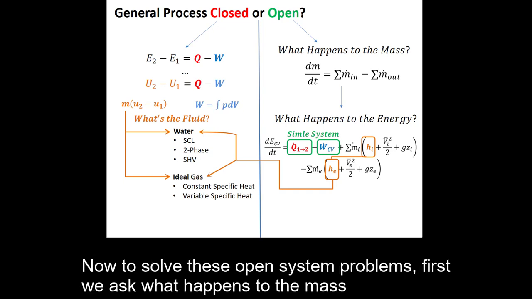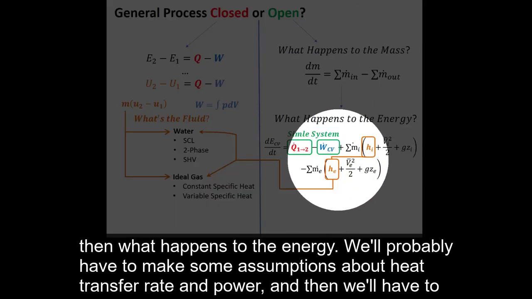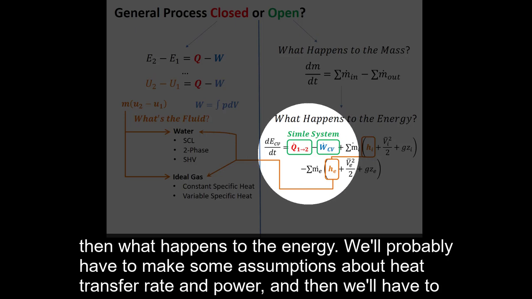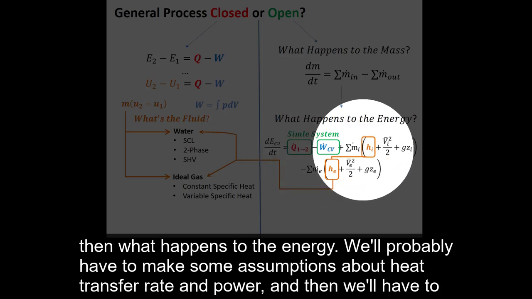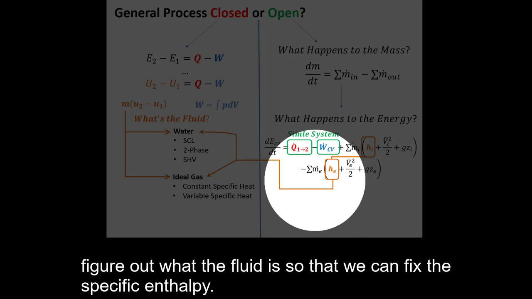Now, to solve these open system problems, first we ask, what happens to the mass? Then, what happens to the energy? We'll probably have to make some assumptions about heat transfer rate and power, and then we'll have to figure out what the fluid is so that we can fix the specific enthalpy.